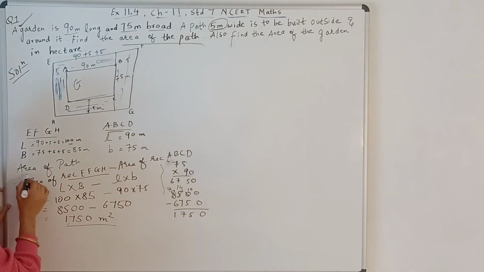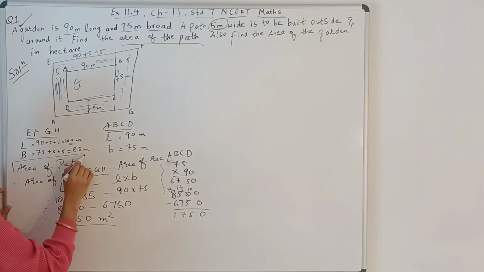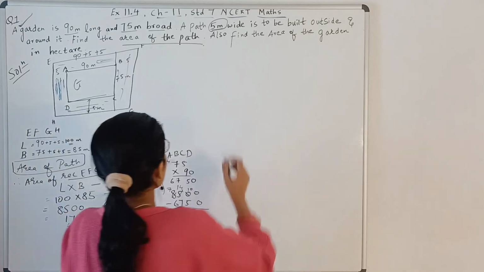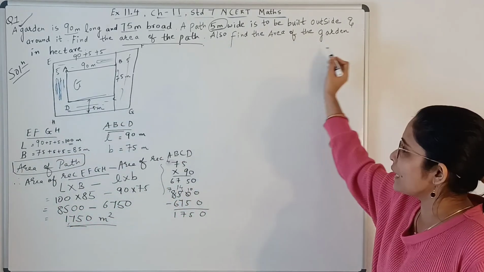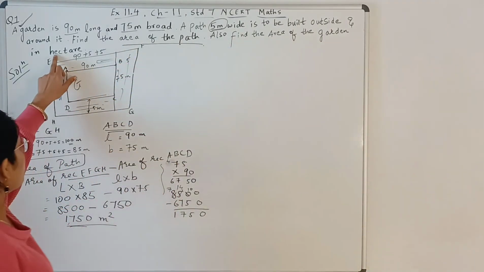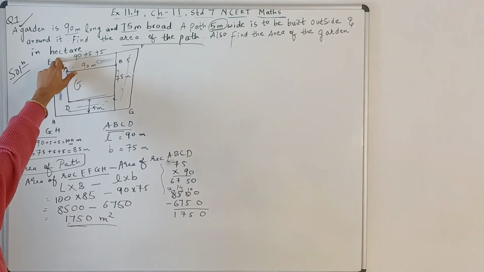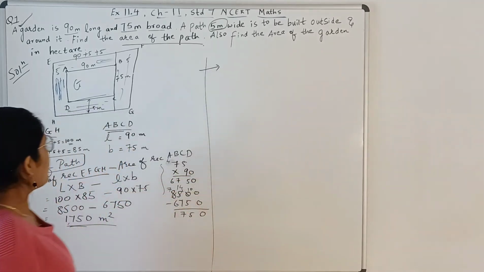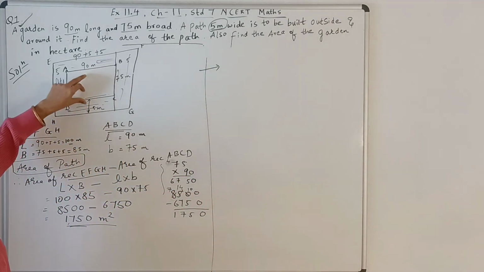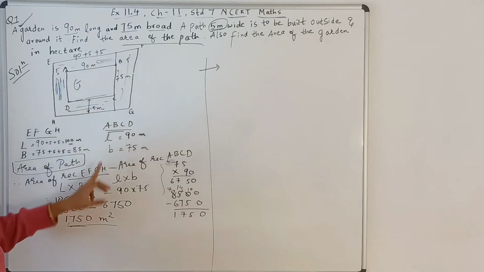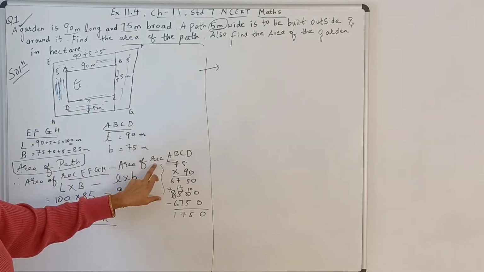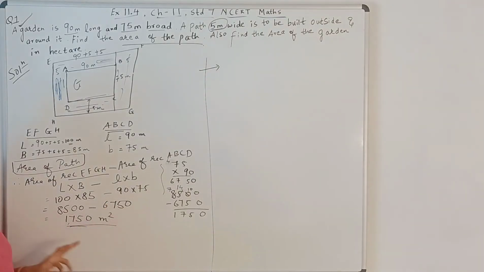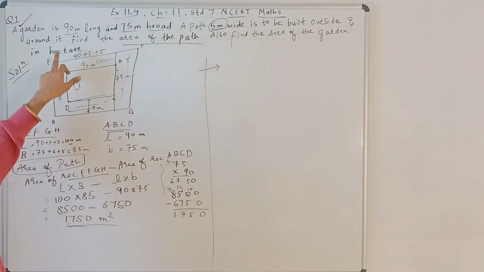So area of the path, this we have got. How much did we get? 1750. Now further they are telling also find area of the garden in hectare. So you have to find out area of the garden in hectare. Okay. So next part, area of the garden means this part, the small part, this one, the smaller rectangle. Area of the garden means this part, 6750. This area of the garden we already have, and we have to convert it into hectare.